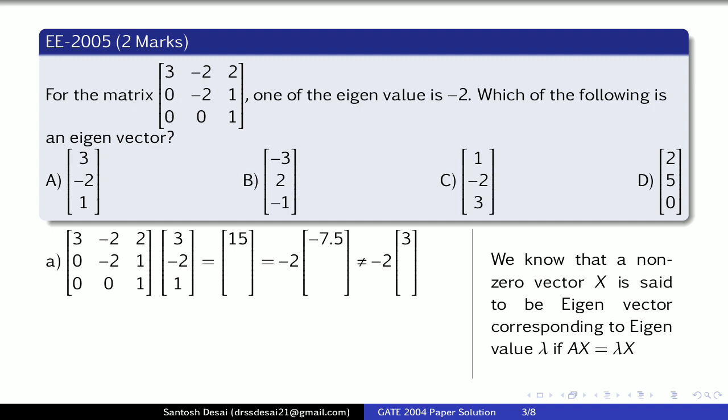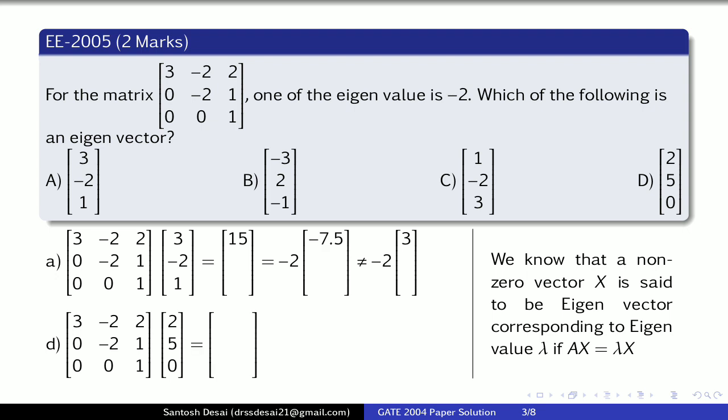So similarly one can check for B and C also. Now let us check for D. So here the given matrix is there and consider option D, that is [2, 5, 0]. We take the multiplication of these two. So the first element is 3 into 2, that is 6, plus -2 into 5, that is -10. So 6 minus 10 we get -4.